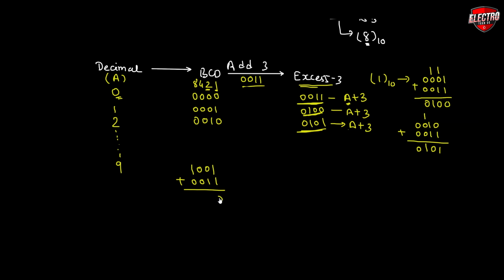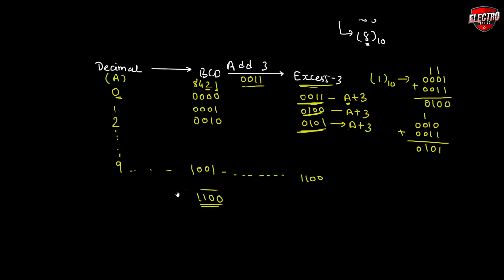1 plus 1, we get 0 and 1 carry. 1 plus 1 is equal to 0 with 1 carry. Sorry, 1 plus 0 is equal to 1, and 1 plus 1 plus 0 is equal to 1. So this is the final Excess-3 code for decimal number 9. Let us write over here, 1100 is the Excess-3 code for 9. This way you can convert any BCD number into Excess-3 code, or a decimal number into Excess-3 code.